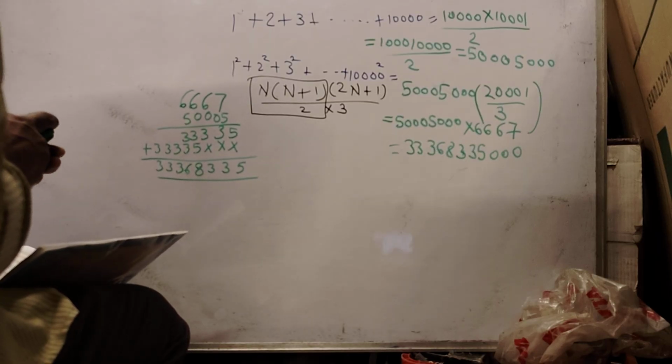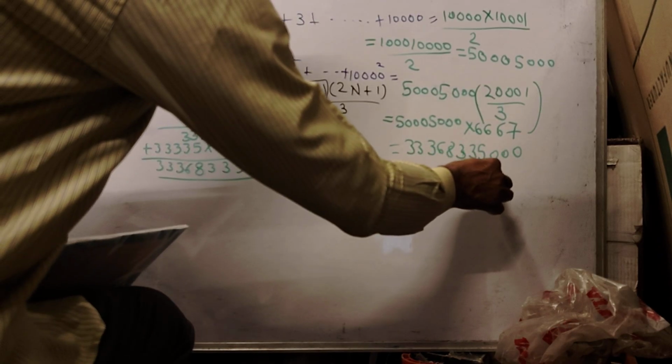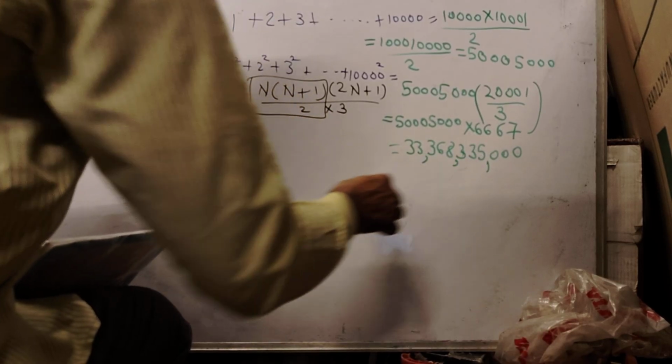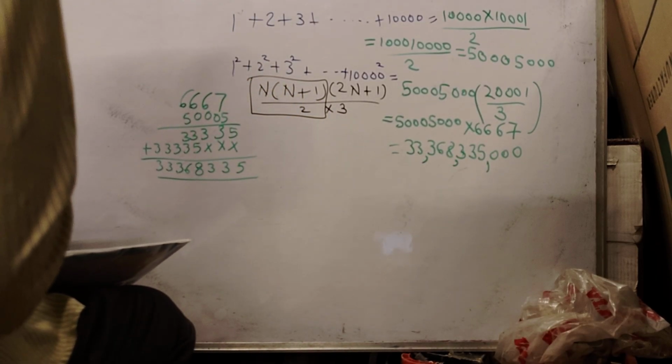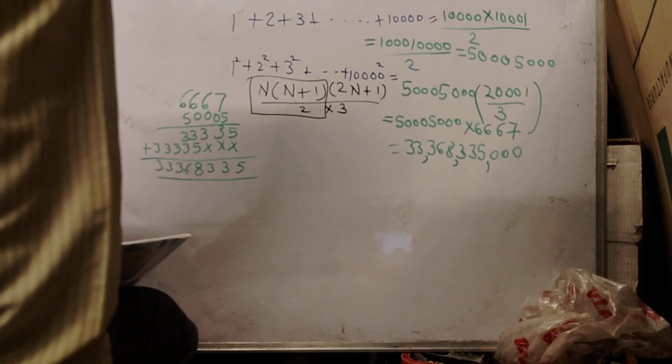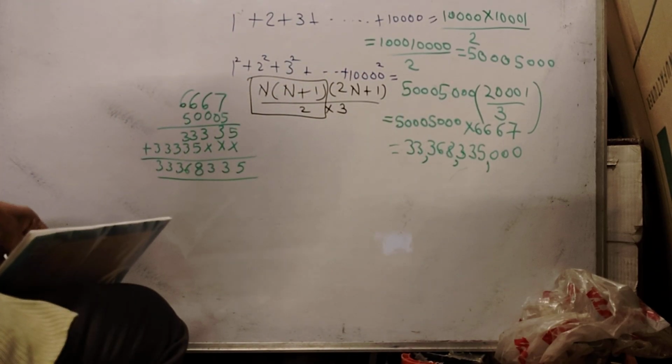It is quite a large number. So we can say it is 33 billion: 33,368,335,000. This is a quite large number.